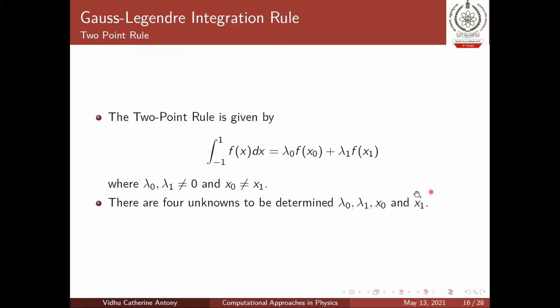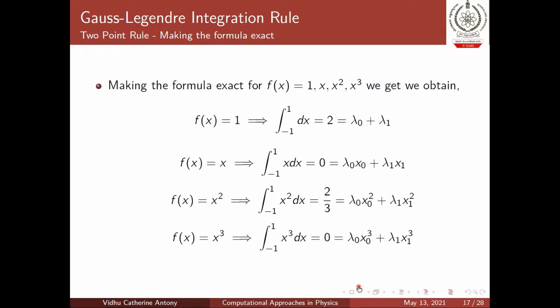Okay, so there are 4 unknowns that you need to find here: lambda naught, x naught, lambda 1, and x1. If you have 4 unknowns, you need at least 4 equations. I hope you remember the simultaneous equations thing. If you just have 3 equations, you just can't solve them. So how do we get the 4 equations? You make the formula exact for f of x equal to 1, x, x squared, and x cubed. So we push ourselves up to x cubed.